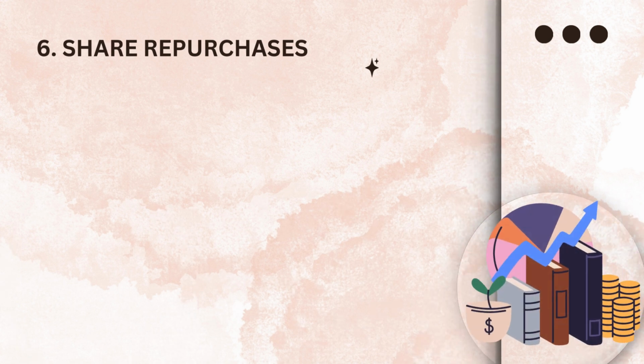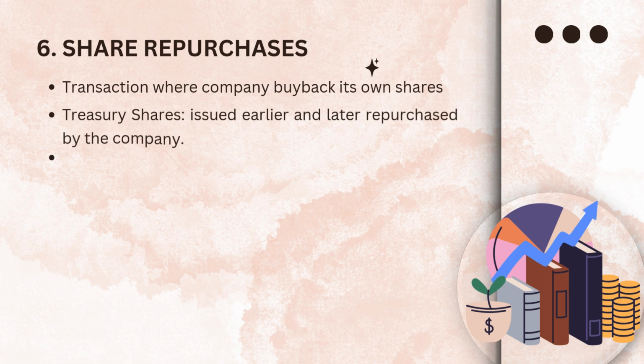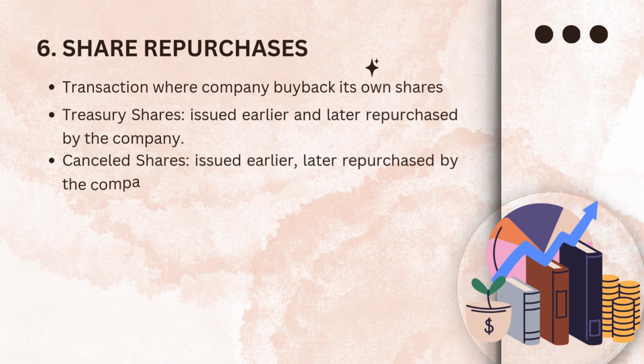6. Share repurchases. A transaction where a company buys back its own shares. Treasury shares are issued earlier and later repurchased by the company. Cancelled shares are issued earlier, later repurchased by the company and then retired; they cannot be reissued.